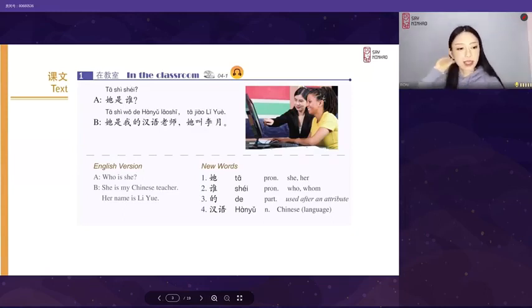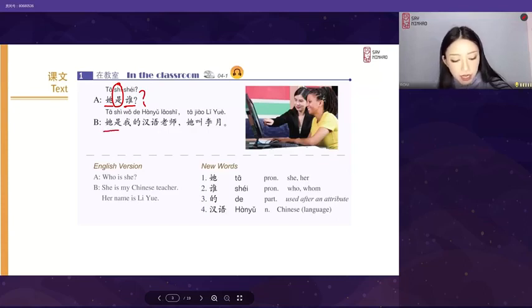Okay, let's see the grammar in it. So first one, 他是谁? It is a question which means, who is she? We just learned 他 means she. And 是 we learned last lesson, it means to be. So 他是谁, in the sentence order, we can see it is she is who, which means who is she?